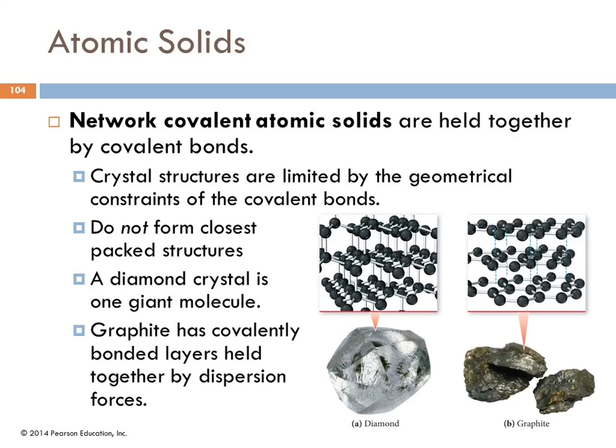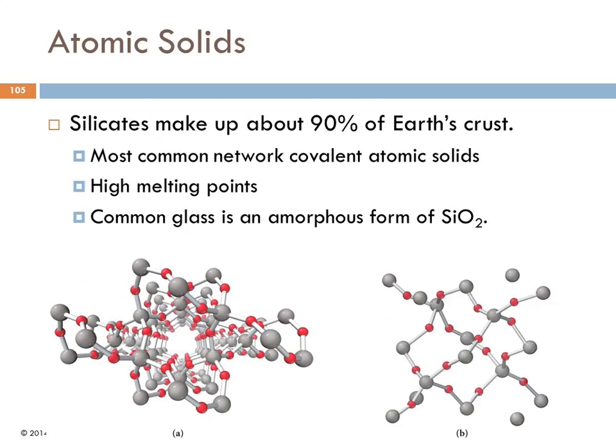These are not forming closest packed structures. These are forming bonds. You can kind of see it in here. They're forming six-membered rings, and that has to do with the bond angles that carbon forms. So the structures are limited because of the bond angles. So they're not going to pack in like the other atomic solids do.